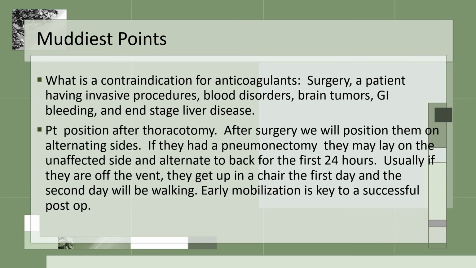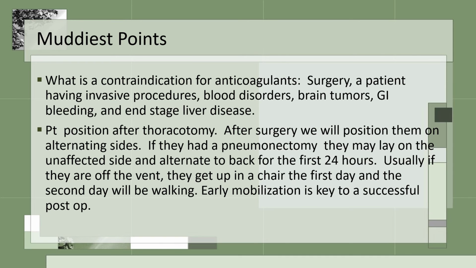What is a contraindication for anticoagulants? It could be surgery or a patient that's having repeated invasive procedures. Usually we want to stop all anticoagulants a couple days before surgery. Other things could be blood disorders like von Willebrand's disease, brain tumors, or anything that has to do with increased intracranial pressure. We won't want to give them anticoagulants because they have a big risk for hemorrhagic brain bleeds. GI bleeding, they don't need to be on anticoagulants if they're already bleeding. And another one is end-stage liver disease. That's our organ that produces all of our clotting factors, and if it's not functioning right, guess what? We can't make clots, so we don't want to give them anticoagulants.